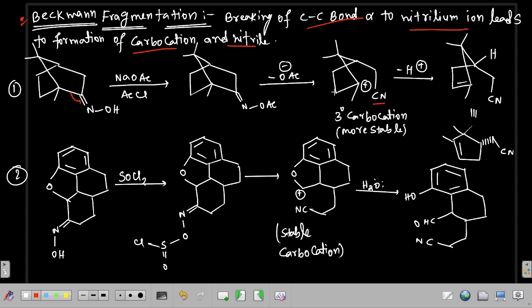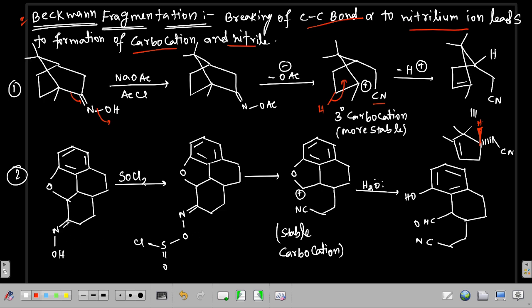Now after this there will be removal of H plus from here, and it leads to the formation of this 5-membered ring. Here you see H plus is above the plane and CH2CN is below the plane. So here hydrogen is above the plane and CH2CN is below the plane.